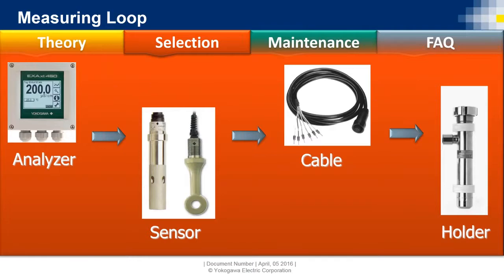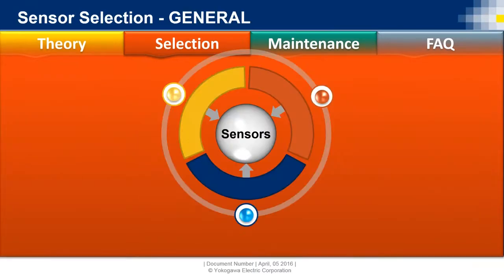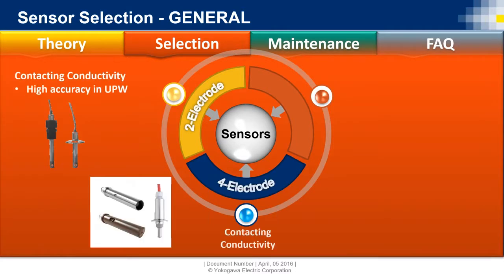So how do we know what to choose and where? You have the exact same kind of setup that you have with pH. You have some analyzer, some sensor with a cable, and some holder. When we get into sensor selection with contacting, there are two styles that I mentioned. You have what we call a 2-electrode, and we have what we call a 4-electrode. There are advantages of using 2-electrode. You're going to use those most likely. They have the highest accuracy in ultra pure water, low conductivity values.